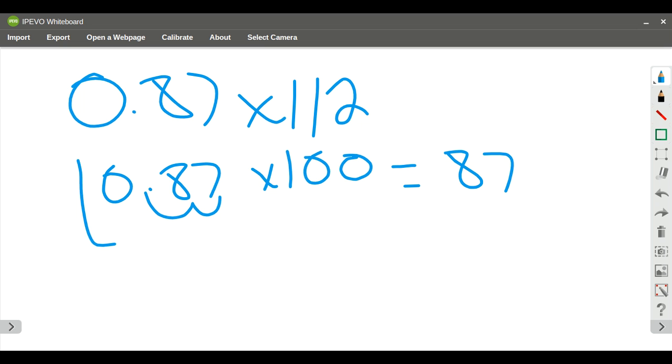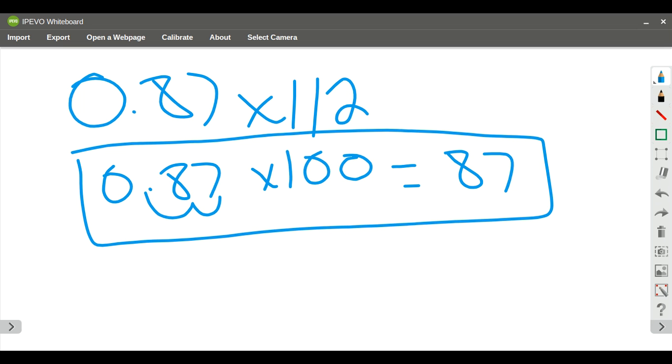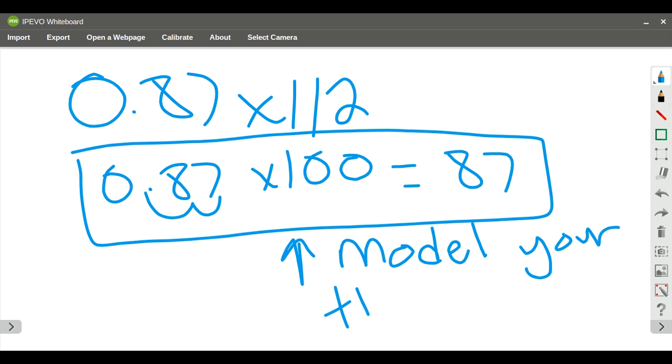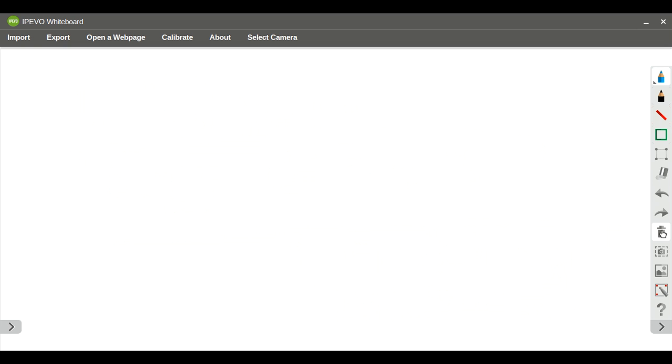Notice that I showed this step right here. This models your thinking. You need to show this. So that's modeling with mathematics. So model your thinking. That is something that good mathematicians do. You always need to model your thinking. Go through the next one.